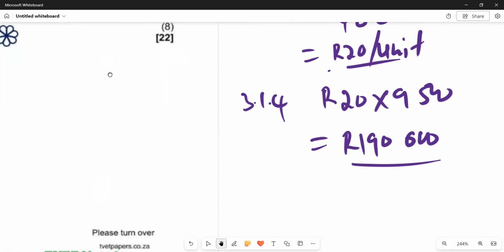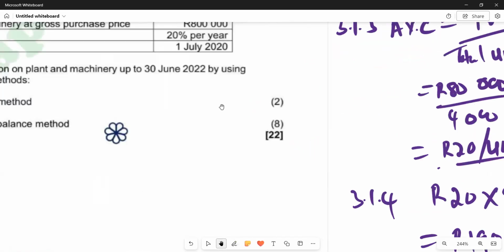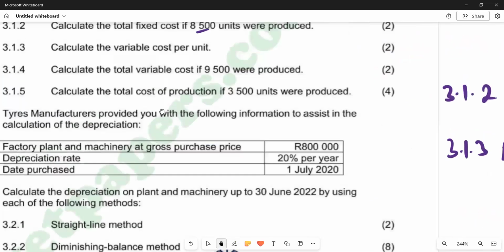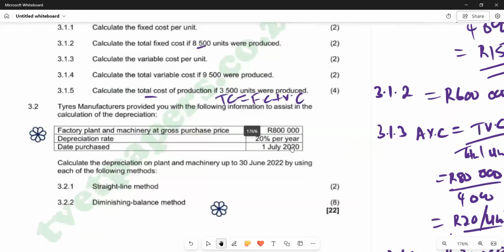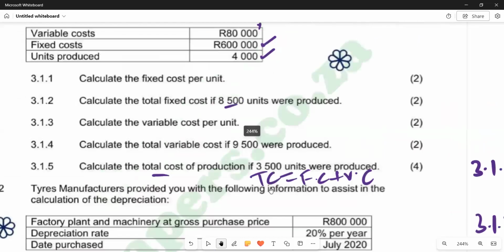We have 3.1.5. Please calculate the total cost of production if 3,500 units were produced. We know that total cost is equal to fixed costs plus variable costs. So we're going to calculate fixed costs inside 3,500 plus variable costs inside 3,500, then we get our total cost. So basically, this is 3.1.5.